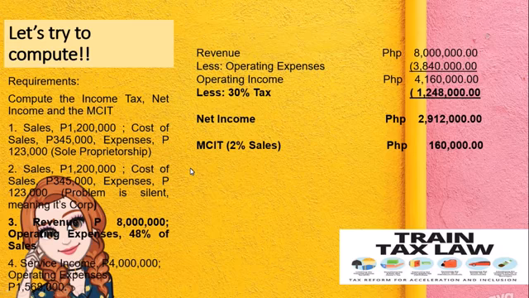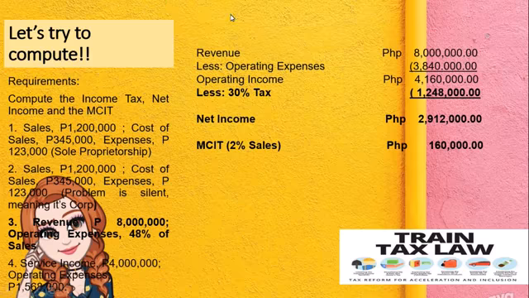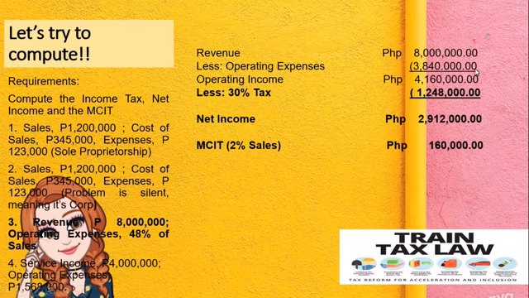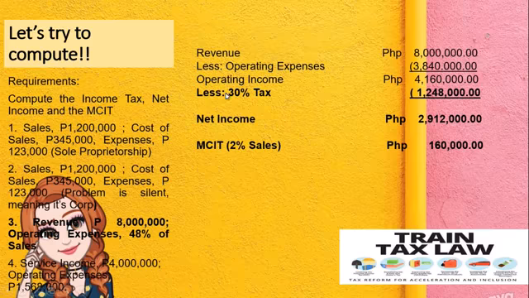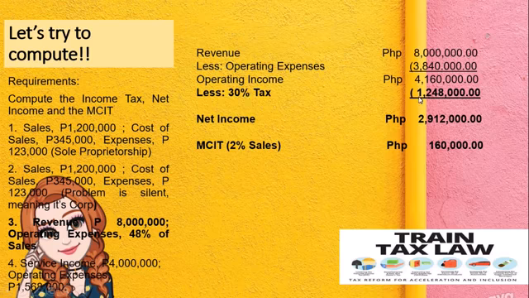Okay. For the number 3 sample, the revenue is 8 million. The operating expense is 48% of sales. So, this one is a service business because there is no cost of sales. So, you multiply 8 million by 48%. So, the operating expense is 3,840,000. Upon deducting these two, you have the operating income of 4,160,000. And to get the tax, you multiply 4,160,000 by 30%. So, you will have a tax of 1,248,000.